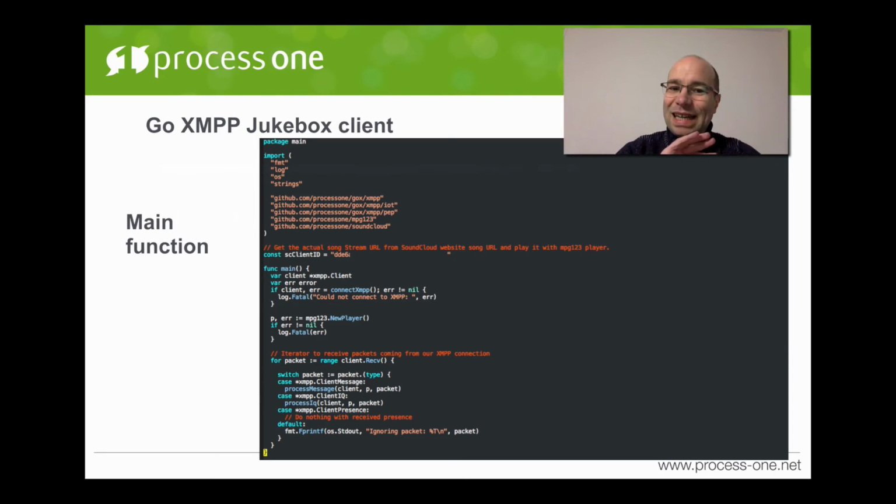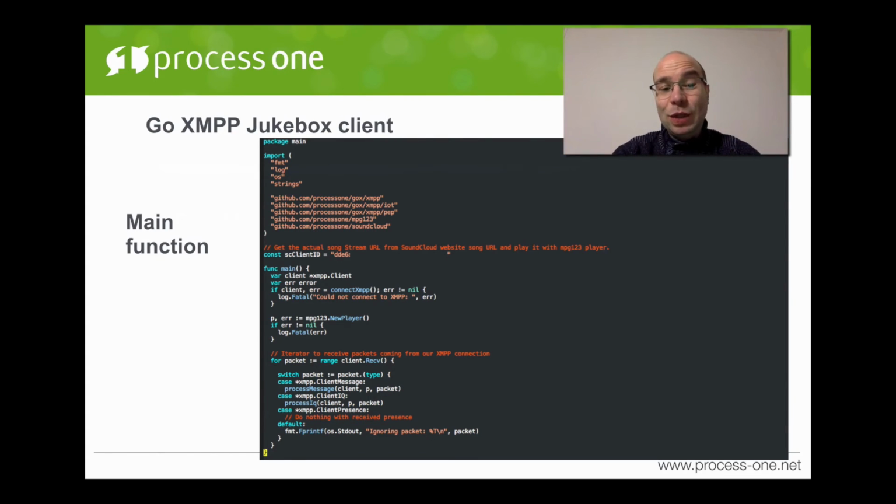So I will be giving you a broad, quick overview of the code to show you that this is very, very simple. So here on that page, you see that we have the main function from the XMPP jukebox. The XMPP jukebox is first initializing an XMPP client, which is a special object, and is calling a connect XMPP function that will be doing the connection itself. And yes, basically that's it.